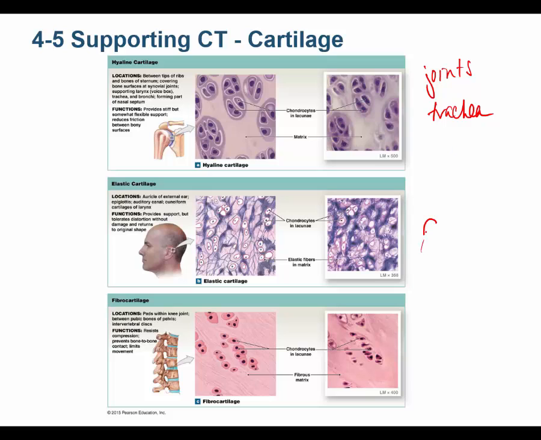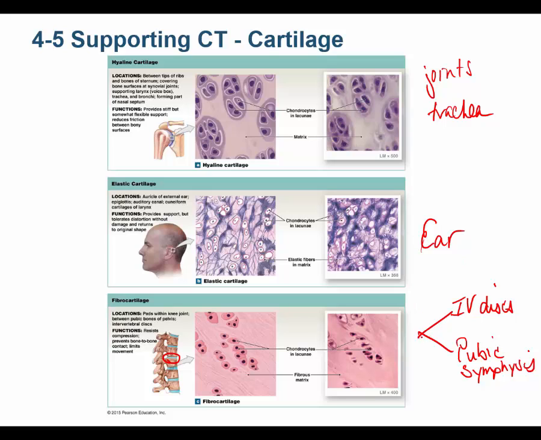Elastic cartilage, just think about your ear. All right, think about ear when you think elastic cartilage. And fibrocartilage is found in 2 places. It's your intervertebral discs. That intervertebral disc is fibrocartilage. And it's your pubic symphysis.